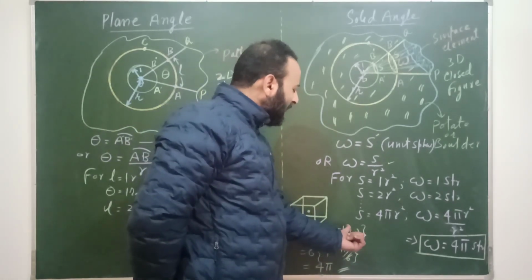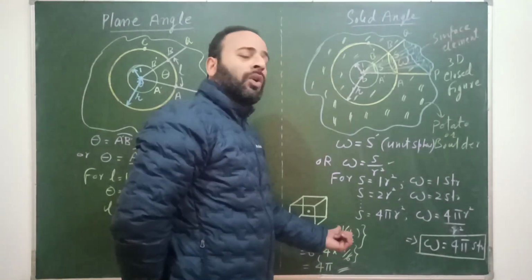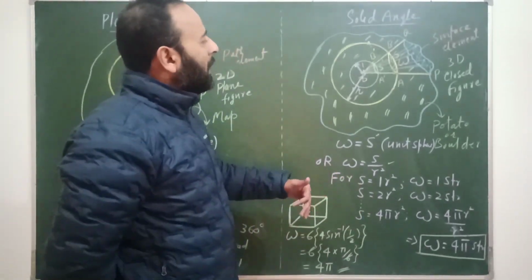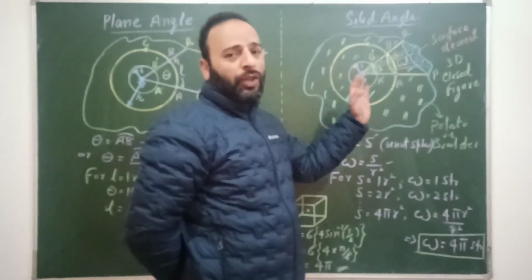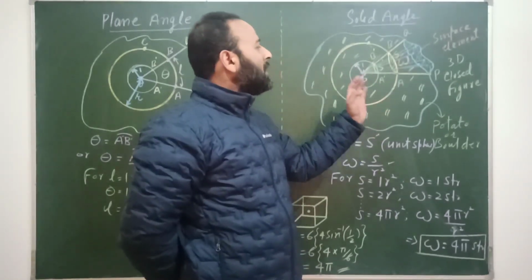Now, how does this sine inverse 1 by 2 come? That will be the topic of the next video, where we will calculate the solid angle subtended by a cuboid by any face at any point.